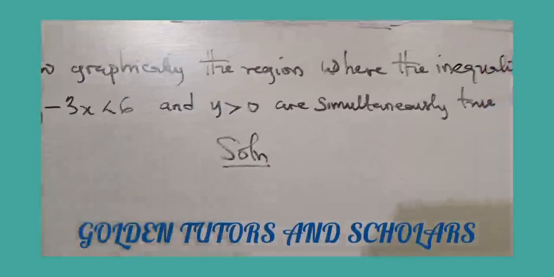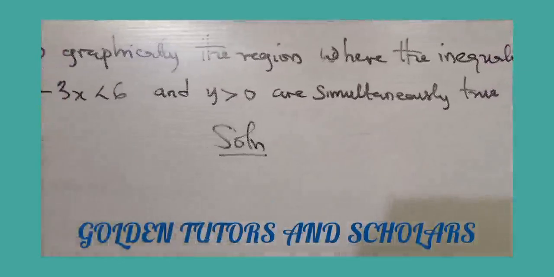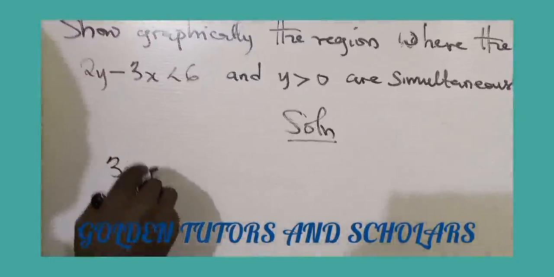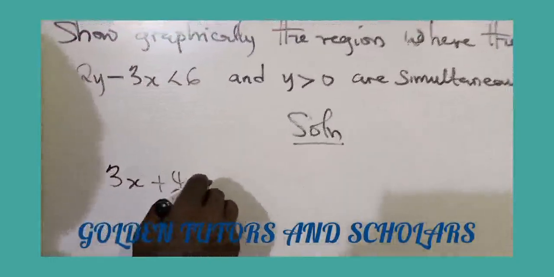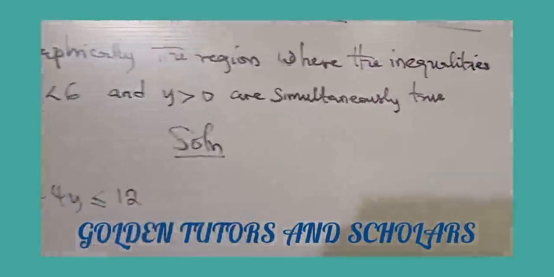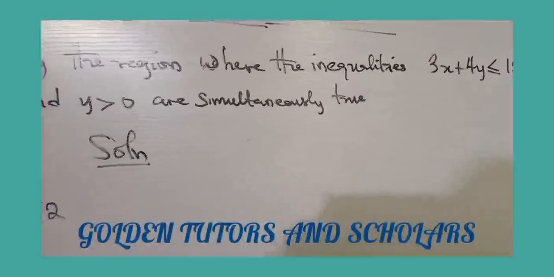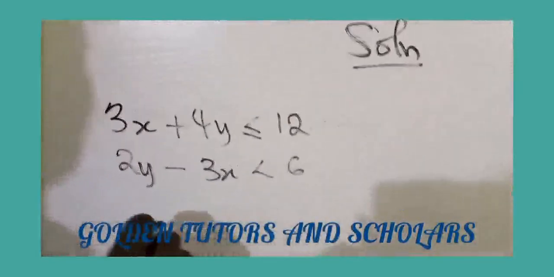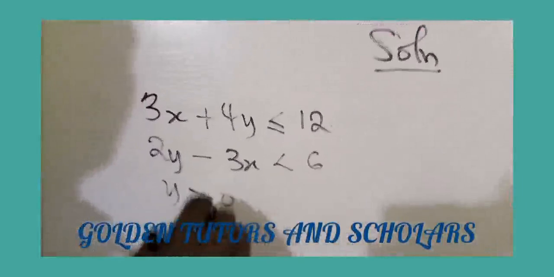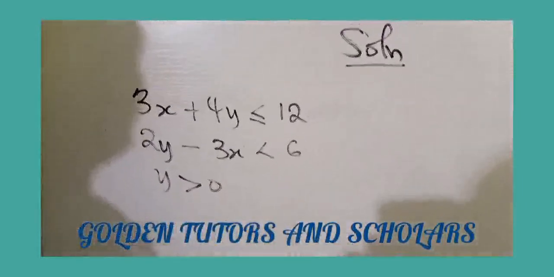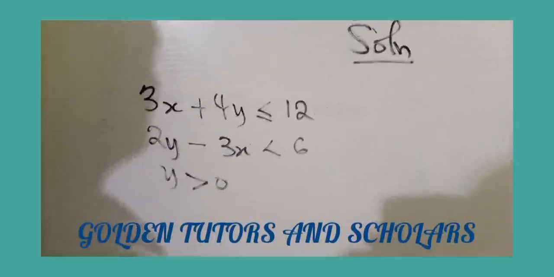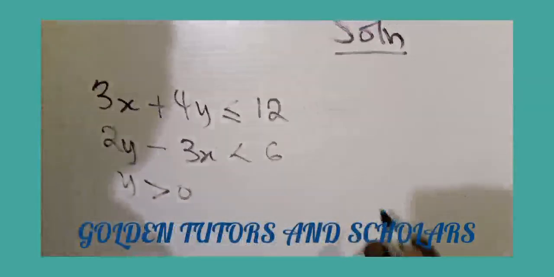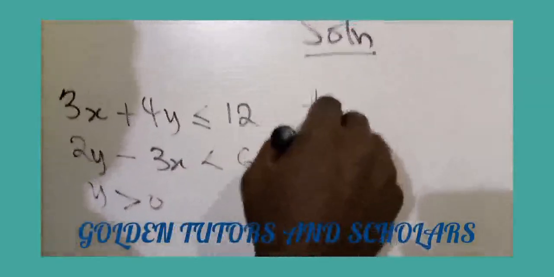to get the solution of this kind of question is to first write these inequalities in such a way that y becomes the dependent variable. You write these inequalities in such a way that y becomes the dependent variable. In other words, we need to determine the boundary lines.